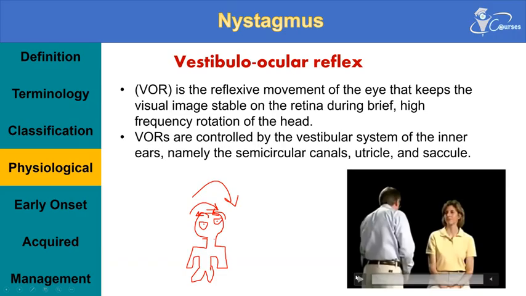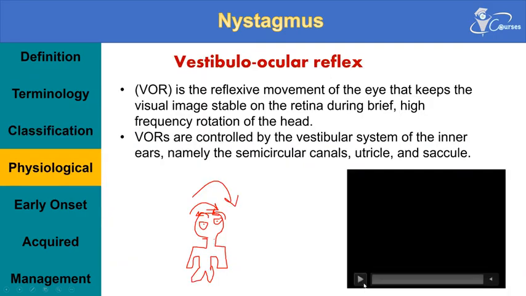This vestibulo-ocular nystagmus occurs due to rapid momentary high head movement due to the vestibulo-ocular reflex. This is totally normal, and this is totally physiological.